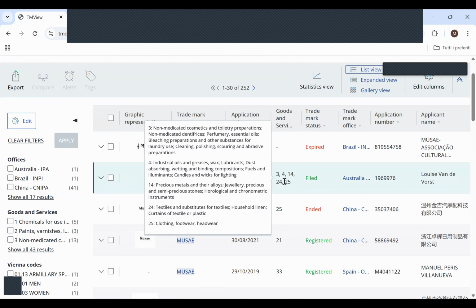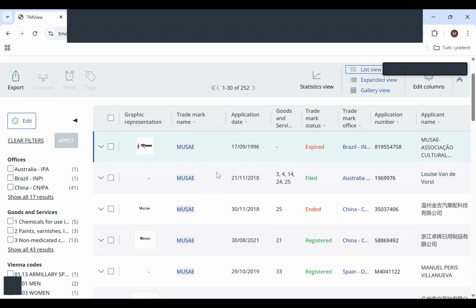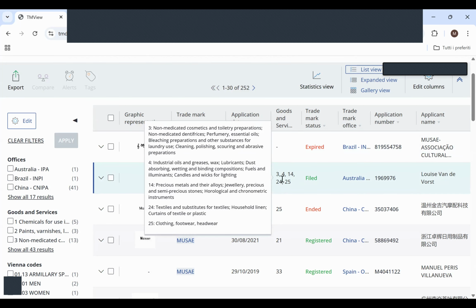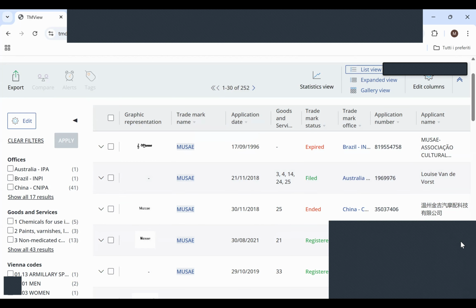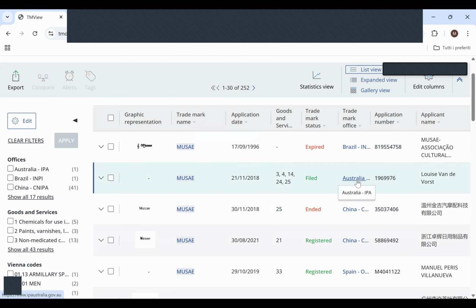And as you can see, for the same trademark, many times you try to cover as many categories of product as possible. But if you move to another one, probably it's free, okay? You may file your trademark. Then you have the country where it has been registered. Application number is not so important, and the applicant name.